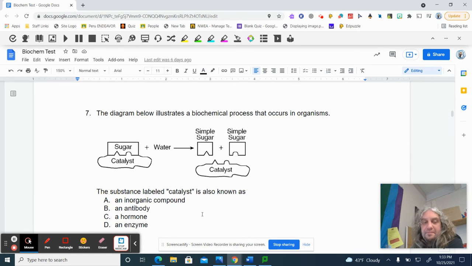Question 7. The diagram below illustrates a biochemical process that occurs in organisms. You've got sugar attached to a catalyst plus water makes simple sugars and the catalyst. The substance labeled catalyst is known also as A, an inorganic compound, B, an antibody, C, a hormone, D, an enzyme.